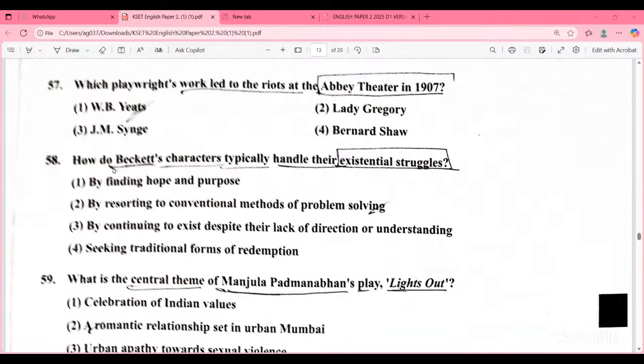All right, yes. How do Beckett's characters typically handle their existential struggles? By continuing to exist despite their lack of direction or understanding. This is the right answer.